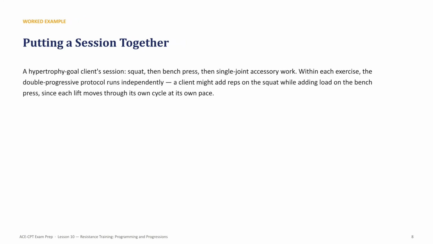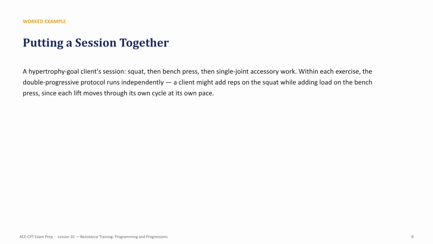Let's take everything we've covered and put it into a real example. Picture a client whose goal is hypertrophy, muscle growth. Their session is built like this: squat first, then bench press, then single-joint accessory work. Notice the ordering rule from the last slide is already at work here. The big, multi-joint lifts come first, and the smaller, isolated exercises come last.